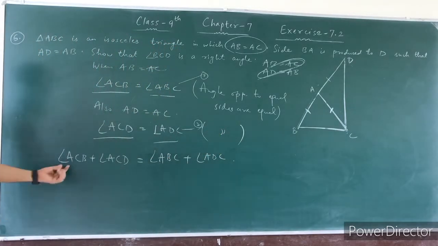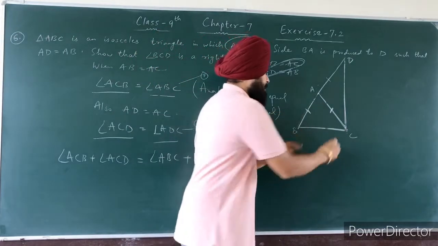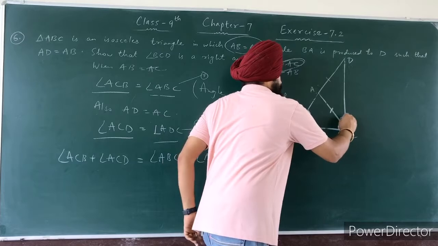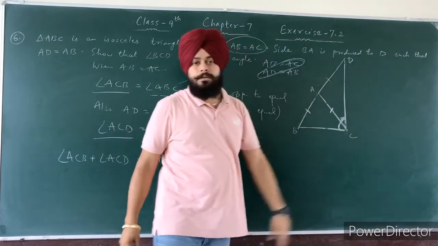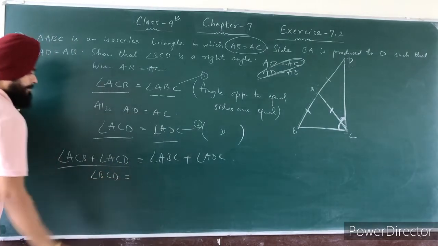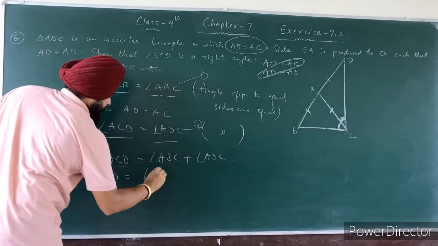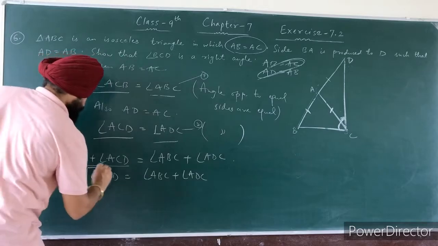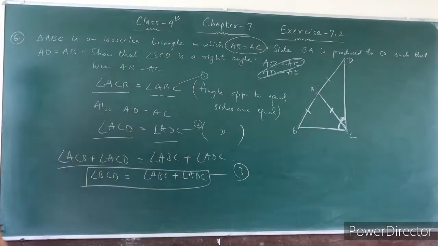Now the next step is what? Angle ACB plus angle ACD. Angle ACB, this one, and angle ACD, this one. So this is a complete angle and its name is angle BCD. So you can write here angle BCD. Alright, now read this: angle ABC. Take this as equation number 4.